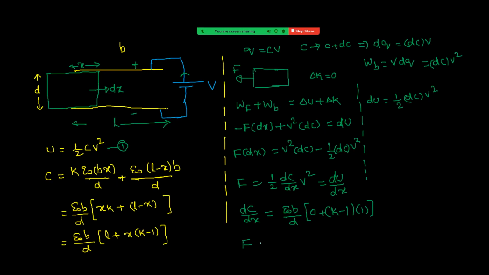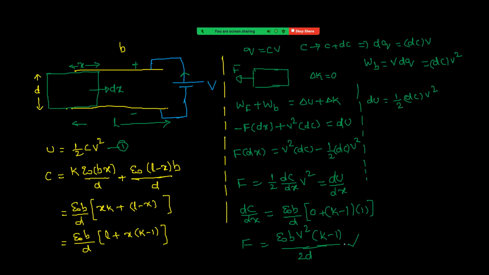So force is equal to epsilon naught b V square into (k minus 1) upon what else is left, d, and 2, right? It is 2d. This is the final answer. This is a force acting inwards, okay? It is an inward force.